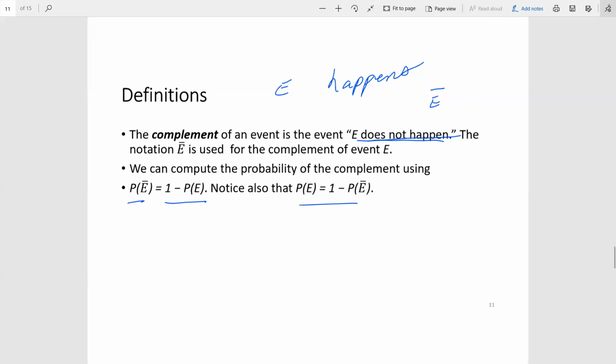So keep this in mind. Probability of an event is equal to 1 minus the probability of the event not happening, and the probability of an event not happening is 1 minus the probability of the event.